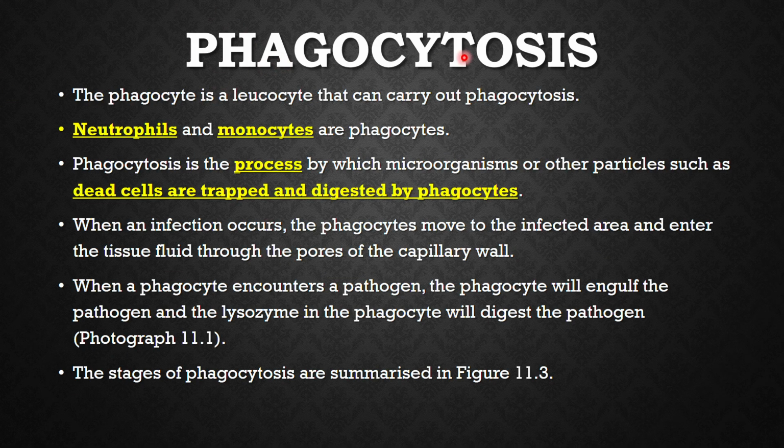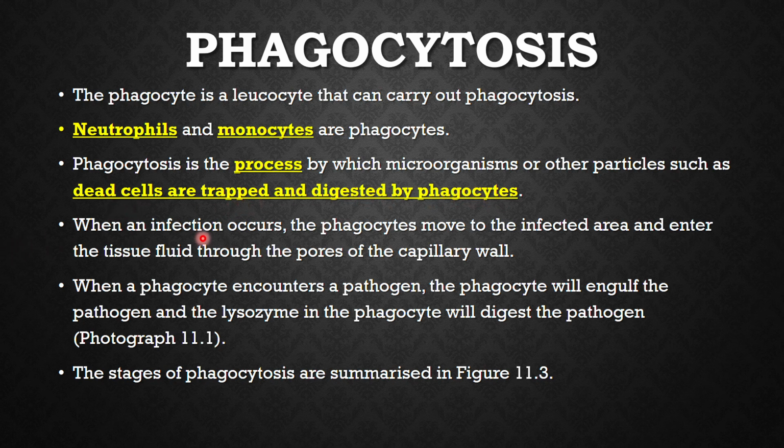Now let's look at phagocytosis. Phagocytosis, this is the name of the process. The phagocyte is actually a leukocyte that can carry out this process known as phagocytosis. And the phagocytes are neutrophils and monocytes. If you have forgotten these two leukocytes, you might need to go back to the previous chapter in which we mentioned the leukocytes. So as I've mentioned just now, phagocytosis is the name of a process by which the microorganisms or other particles such as dead cells are trapped and digested by the phagocytes.